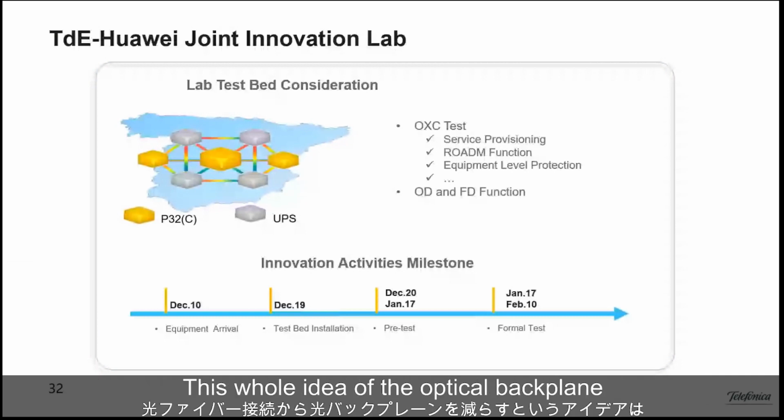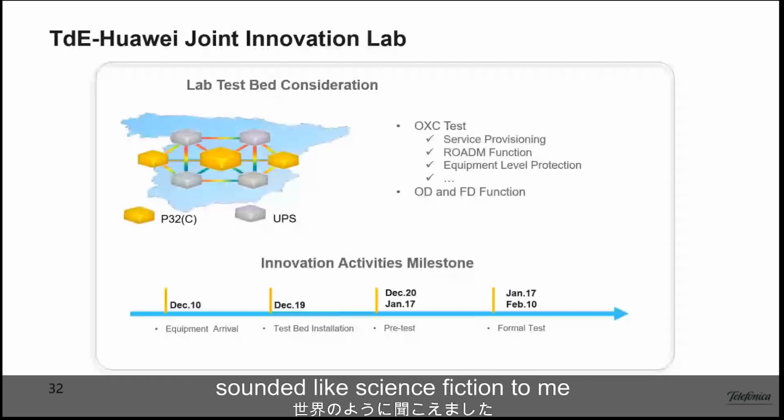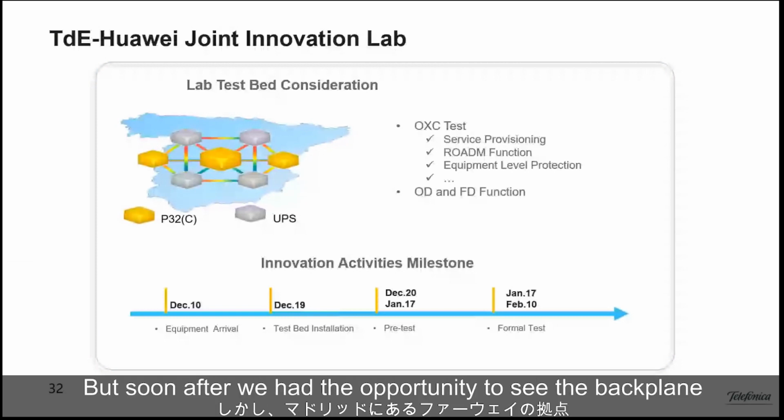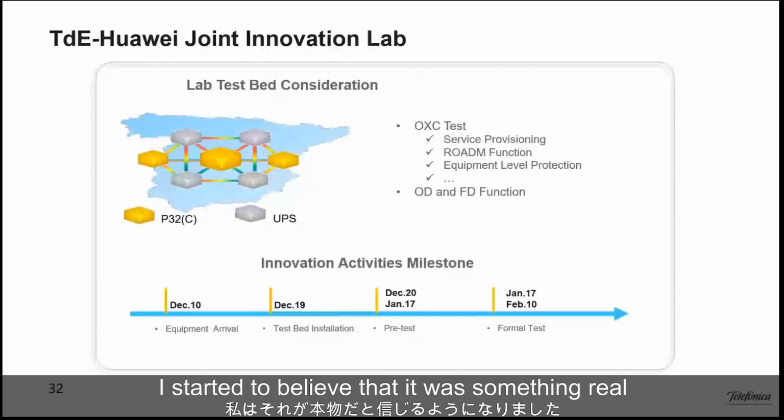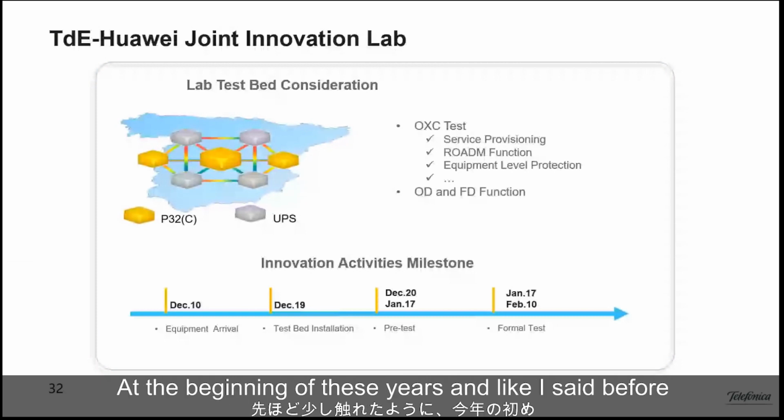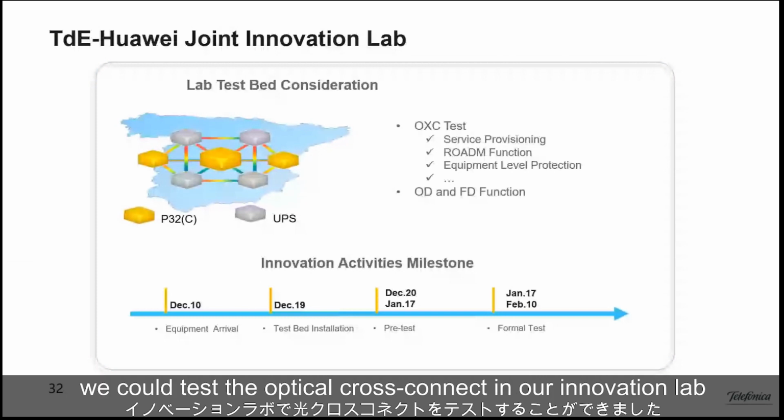The first time we heard about the Huawei optical cross-connect, I must confess that I was a little bit skeptical. This whole idea of the optical back panel reducing front fiber connections sounded like science fiction to me. But soon after, we had the opportunity to see the back panel in the Huawei headquarters in Madrid. I started to believe that it was something real. At the beginning of this year, like I said before, we could test the optical cross-connect in our Innovation Lab.